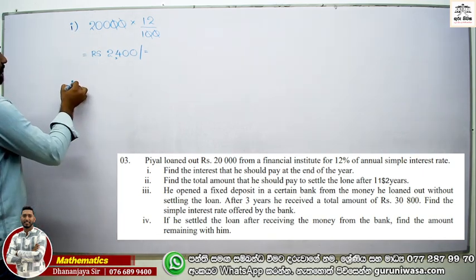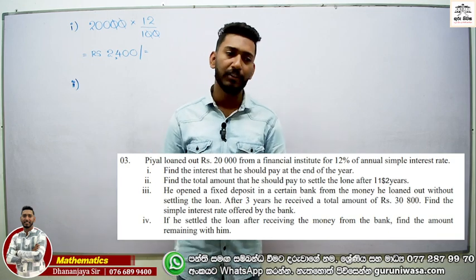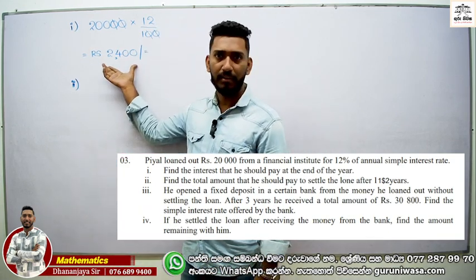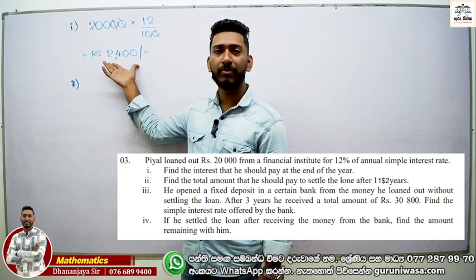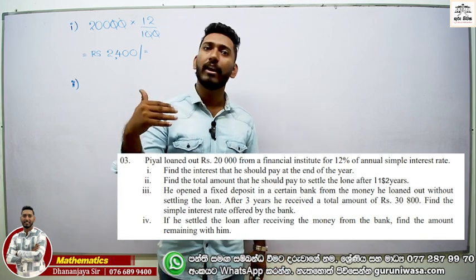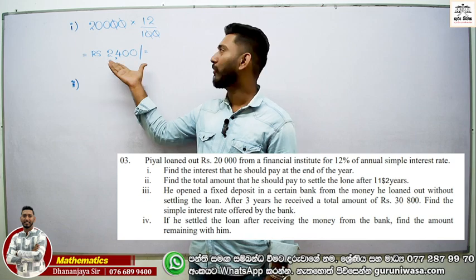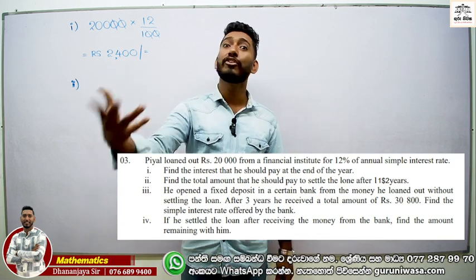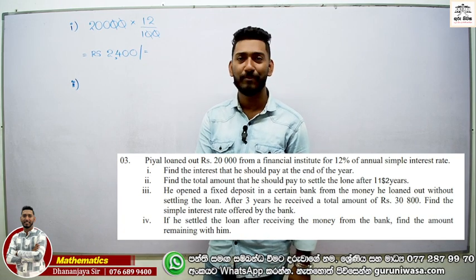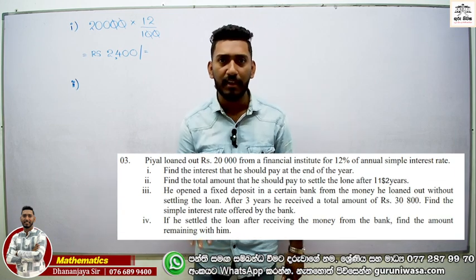Sir, how to find it? That's the easy thing. Because why? This is a simple interest. This is the interest for a year. Therefore, simple interest is very easy. For 2 years, you have to double it. 2,400 multiplied by the 2. What is that? 4,800. Understood? Yes, sir. If you want to find the interest for 3 years, what to do?